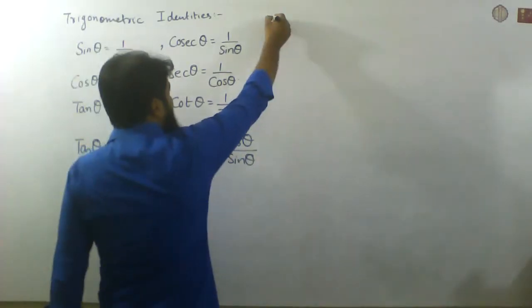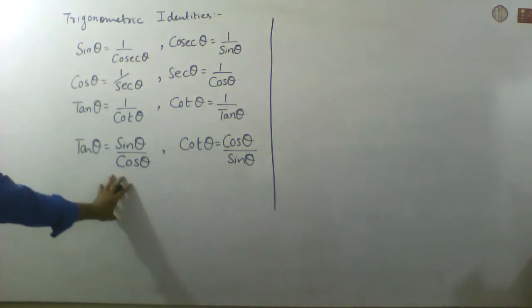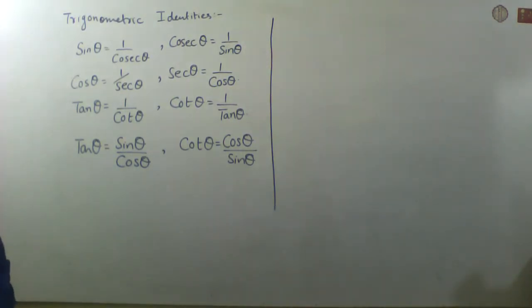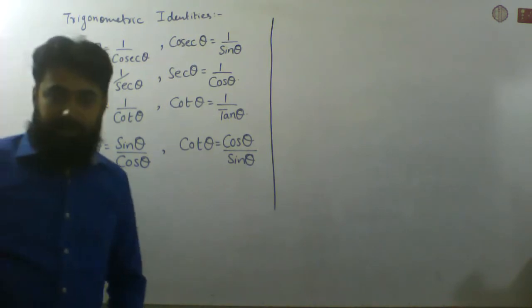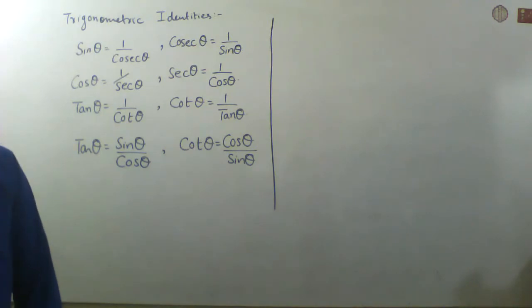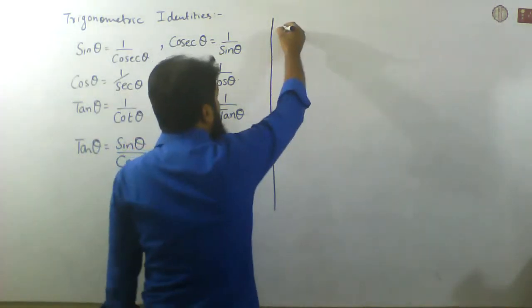Now, these are all called your reciprocal relations, or reciprocal identities. Now I am going to talk about squaring identities. Okay, what are the squaring identities?